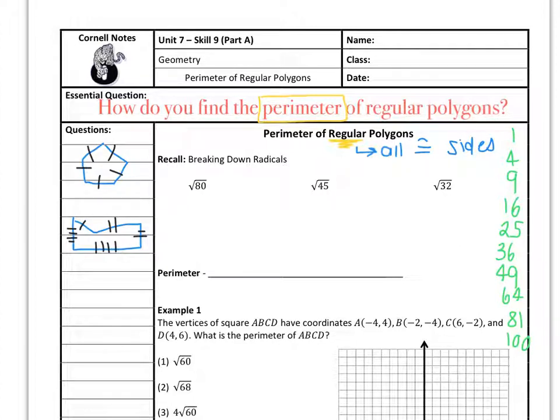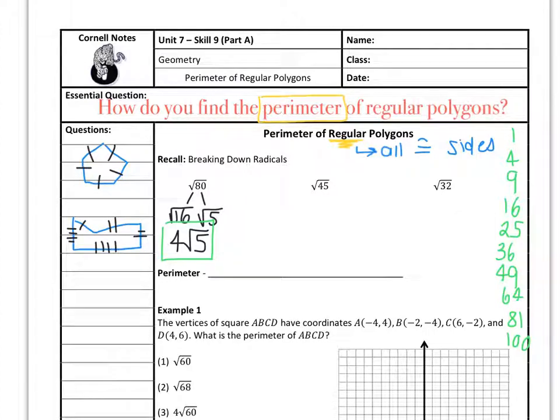So the next step in breaking down this radical is I break it up, and I put my perfect squares first, so 16, and 16 went in 80 five times. Well, the reason I do this is because I know what the square root of 16 is. The square root of 16 is just 4. Just a plain old 4. But I don't know the square root of 5, so I'm going to leave that alone. And that's my answer. 4 radical 5.